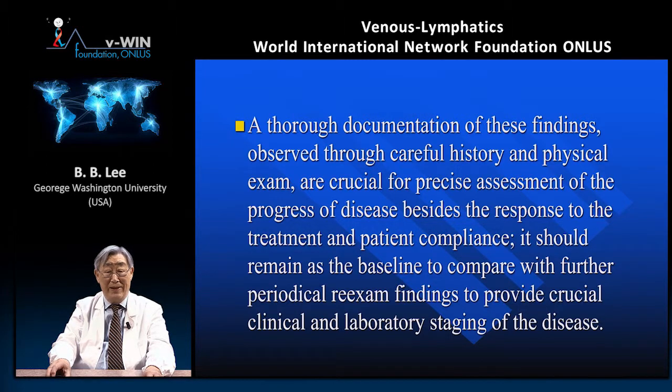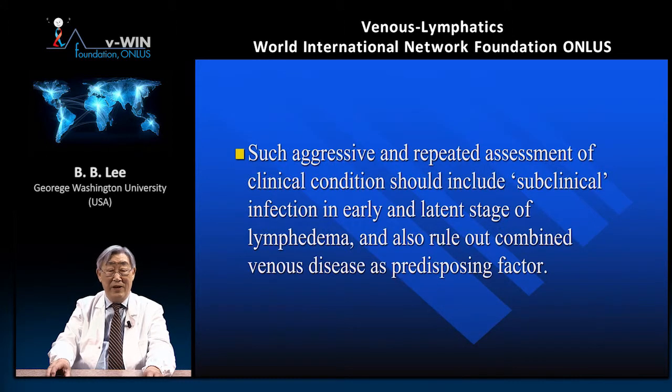It should remain as the baseline to compare with further periodic re-examination findings to provide crucial clinical staging of the disease. Such aggressive and repeated assessment of clinical condition should include subclinical infection in the early and latent stage of lymphedema in particular, and also rule out combined venous disease as a crucial predisposing factor.